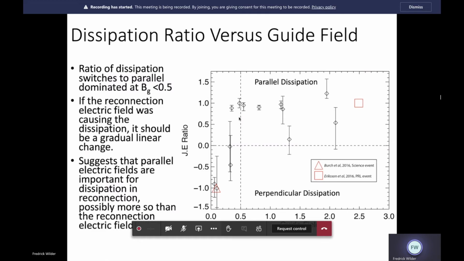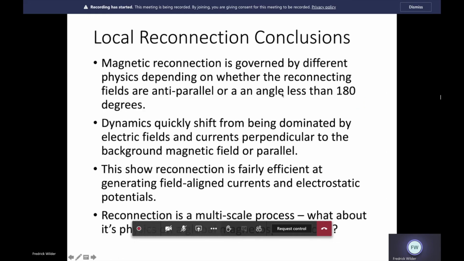And so going back to Ohm's law, is it the pressure or the inertia? And what kind of pressure? The answer is it really depends on the geometry of the reconnecting magnetic fields. And so that's a new discovery by MMS that hopefully will help us better understand and predict how reconnection occurs. So to summarize this first part, magnetic reconnection is governed by physics that's different depending on whether the reconnecting fields are anti-parallel or at an angle less than 180 degrees.